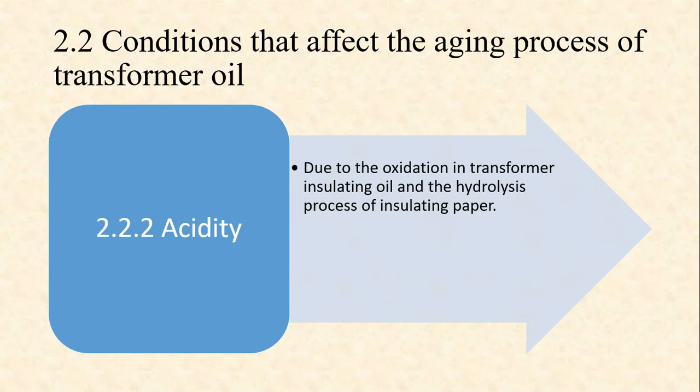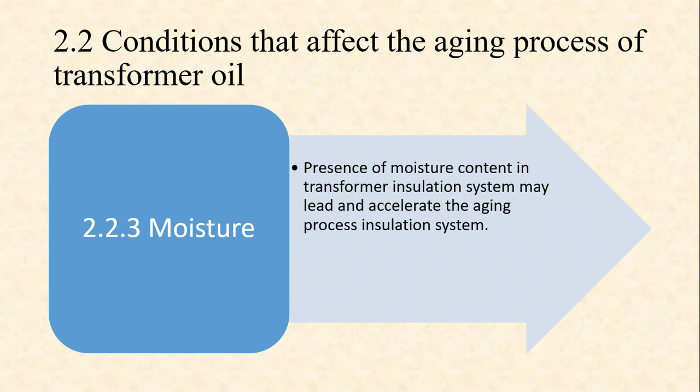Next is acidity. The presence of acidity in transformer oil is due to the oxidation in transformer insulating oil and the hydrolysis process of insulating paper, and it will produce impurities in transformer oil and increase the aging process of transformer oil. Third is moisture. The presence of moisture content in the transformer insulation system may lead to and accelerate the aging process of the insulation system.